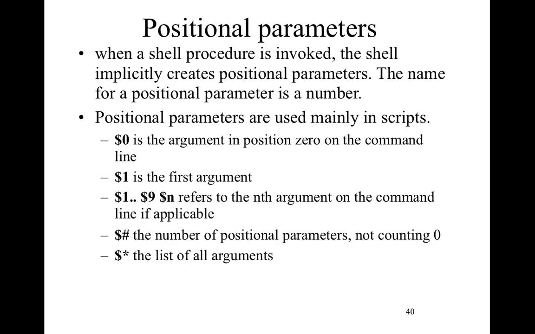We can have positional parameters. We saw this with echo. These are positional parameters, just to review the concept. When a shell procedure is invoked, the shell implicitly creates these positional parameters. It's a number with a $ sign in front of it: 0, 1, 2, 3. Which is funny because one of the assignments produced an error when you used echo with something that didn't exist.